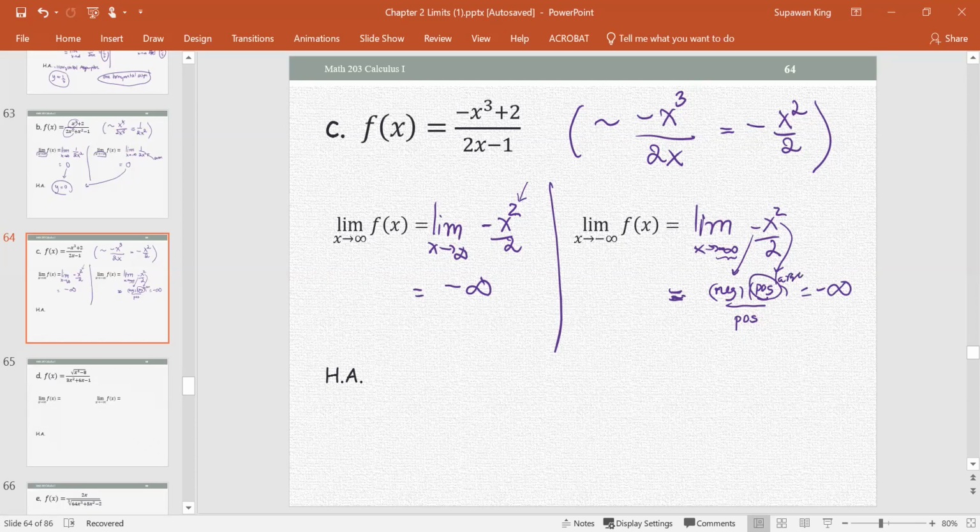For this case, it's still not too bad yet, but when we get to the radical version, there's going to be a little more that we have to think about. So for this case, both ends, the left and the right end, go all the way down to negative infinity. If you look at the graph, it goes down that way. So what can we say about the horizontal asymptote?